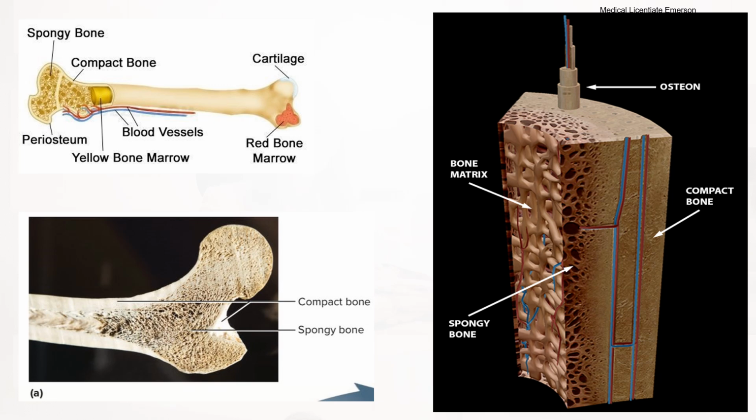Then within the spongy bone, as you can see, just below it within the diaphysis, or within the shaft, is what we are calling the yellow bone marrow. Then near the articulating cartilages, we have the red bone marrow. Then outside, that's where the periosteum is. So this is about the spongy bone and the compact bone as we are talking about.